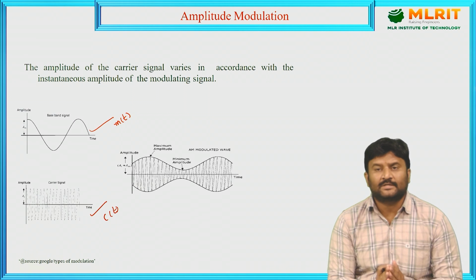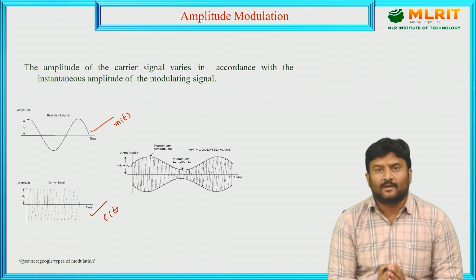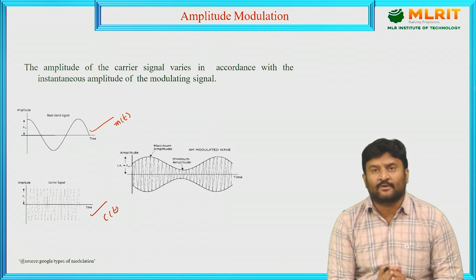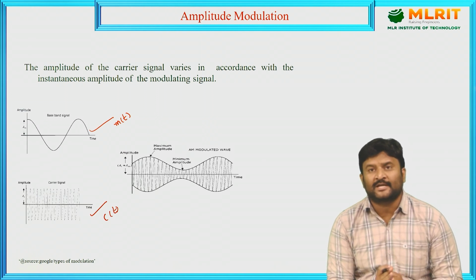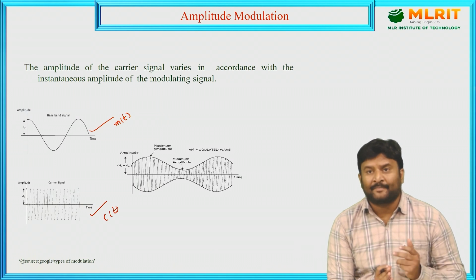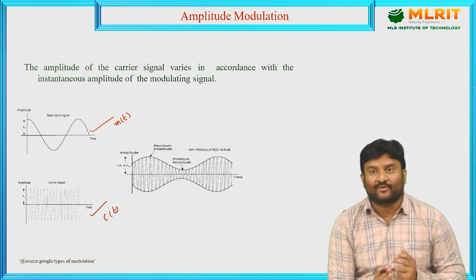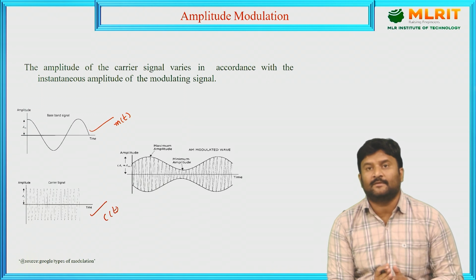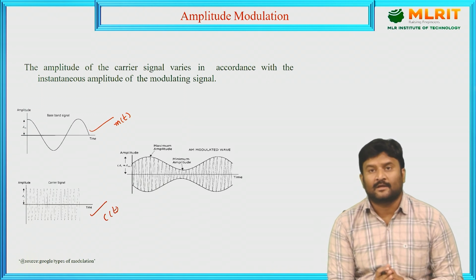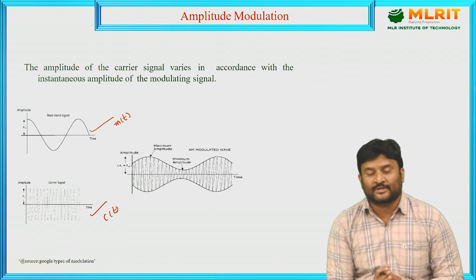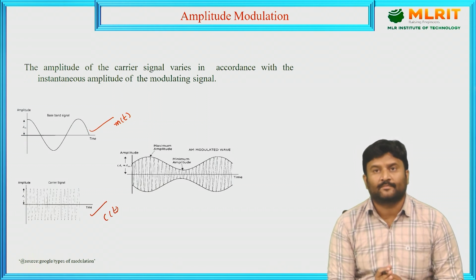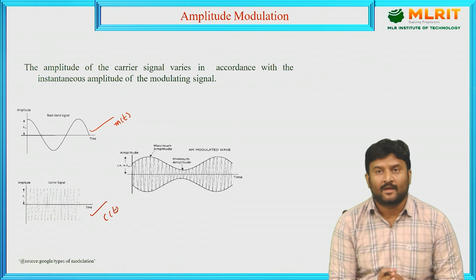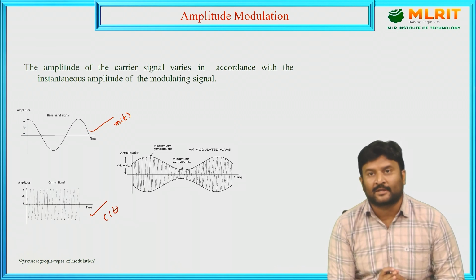Then the first type of analog modulation technique is amplitude modulation. Here in the definition of modulation we are using the word instantaneous. Instantaneous means either amplitude is varying, or frequency is varying, or phase is varying. With respect to that amplitude, frequency or phase of the carrier, you define the type of modulation. Under analog modulation techniques, the first modulation is amplitude modulation.